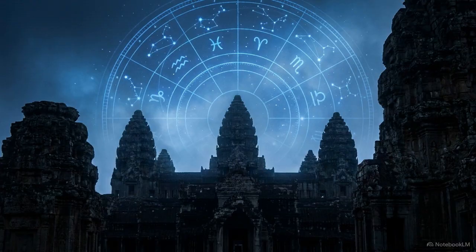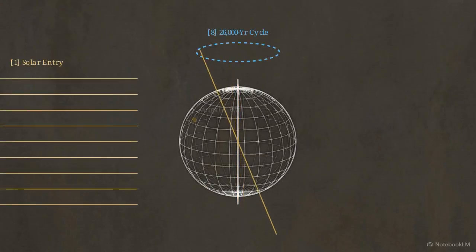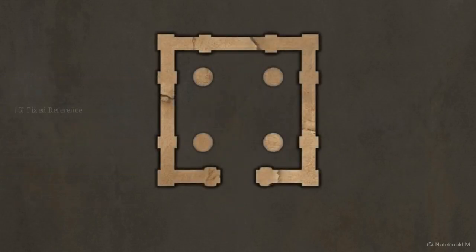While the sun plays a daily loop, the pillars also track a much larger cycle, the 26,000-year precession of the equinoxes. The Earth's axis wobbles slowly over millennia. This shift changes the sun's entry point into the temple by a fraction of a degree every century. Because the stone geometry is fixed, the pillars serve as a static reference point for this axial movement.